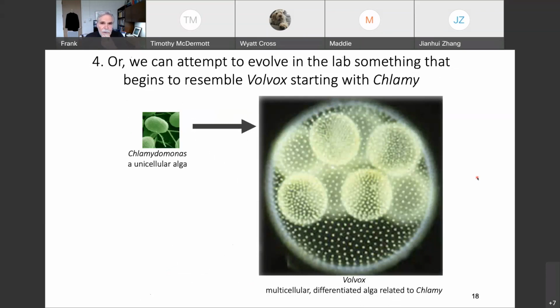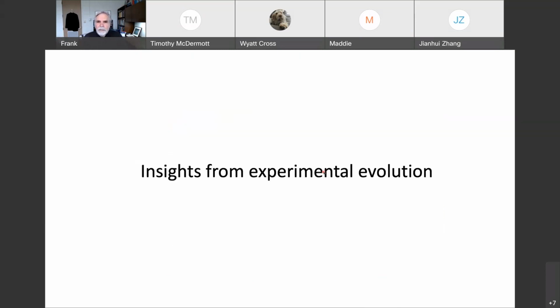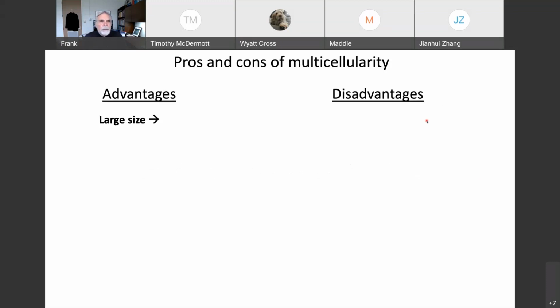Now, another approach, and this really originated with Will Ratcliff and Matt when they became associated with me, or me with them, is we can try to evolve something in the laboratory that starts to resemble something like Volvox, but beginning with one of the unicellular forms that we have at our disposal. And we did that. And so now I'll give you a few slides of insights from experimental evolution. I'm cherry picking from a number of papers that have come out over the last 7 or 8 years. But before we do that, let's imagine some advantages and disadvantages to multicellularity.